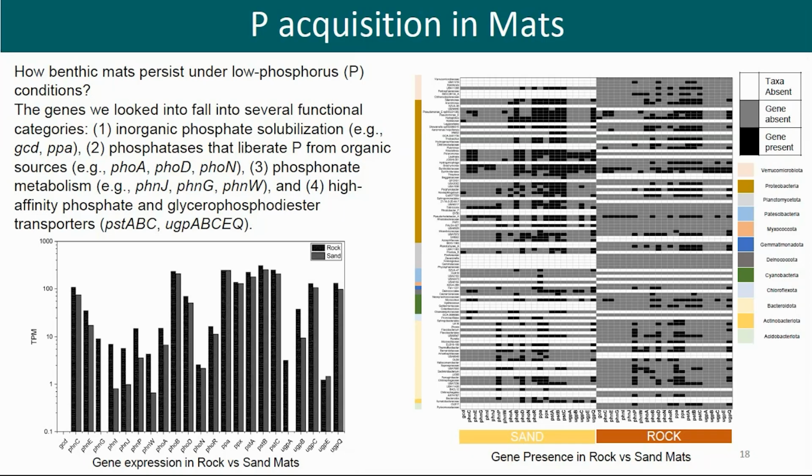So here we see that phosphorus is getting acquired through different metabolic pathways, and these Microcoleus mats are capable of getting phosphorus through different mechanisms.